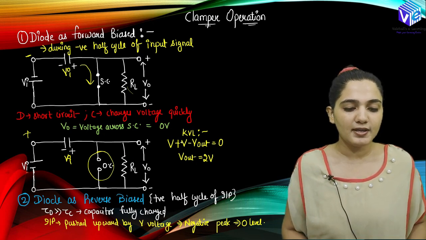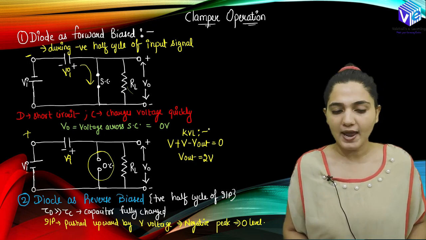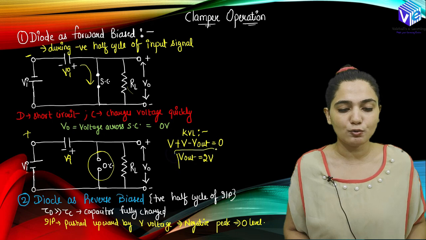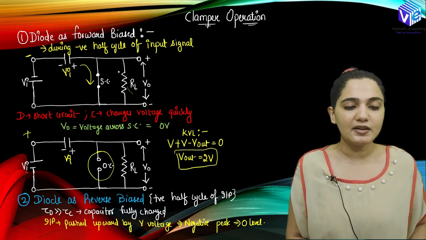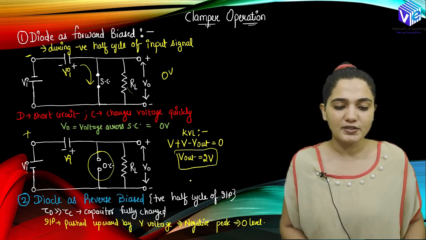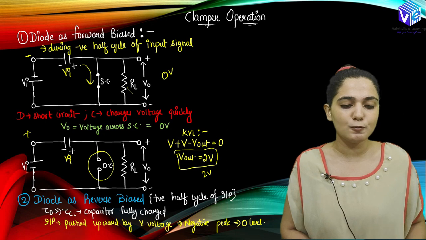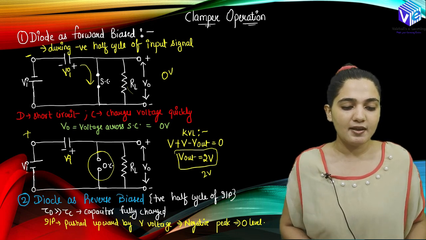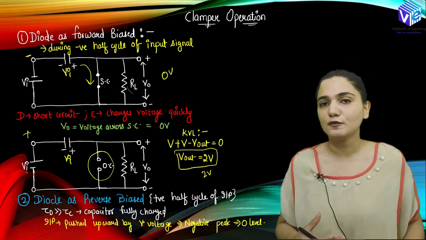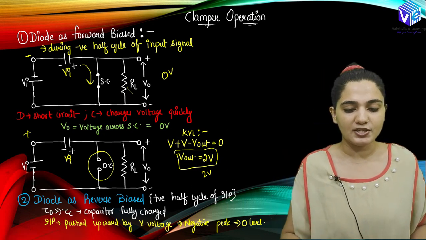So V output is in minus sign, and this V and this V are in positive side. For applying the KVL, V output will be equal to twice of V. So when it was the negative half cycle, at the peak of the negative I was getting 0 volt at the output. At the peak of the positive half cycle I was getting 2V as the output. Here I have considered that tau D is very high, greater than tau C, and the capacitor is fully charged, is not going to discharge very fast, and the input pushes upward by V voltage, right?